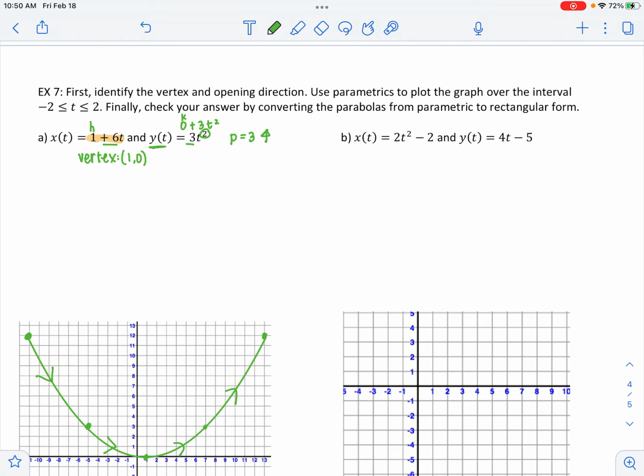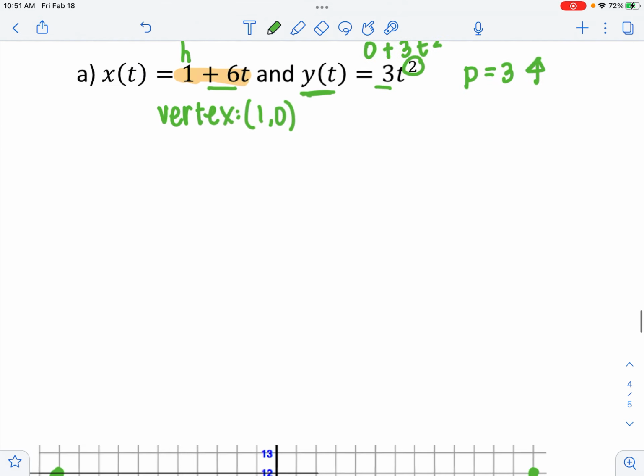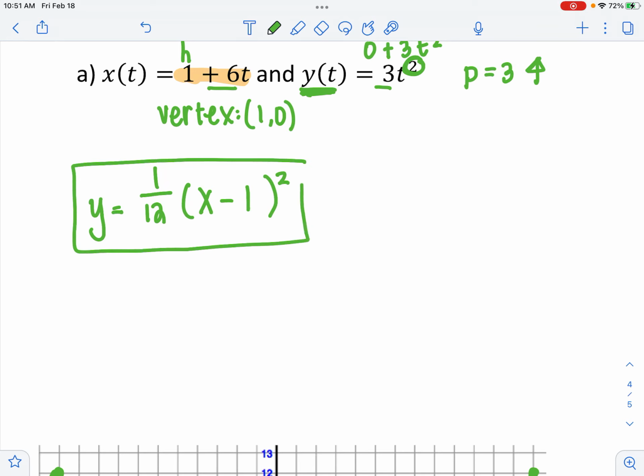Last thing it asked me to do is finally check your answer by converting the parabola from parametric to rectangular form. Okay, so this is y, and this is my square, so I know it's y equals 1 over 4 times p, that's 1/12, right? 4 times 3 is 12. And then x minus h squared, which is 1, plus k, which is plus 0. So this is my equation, and now I can look at the parabola.